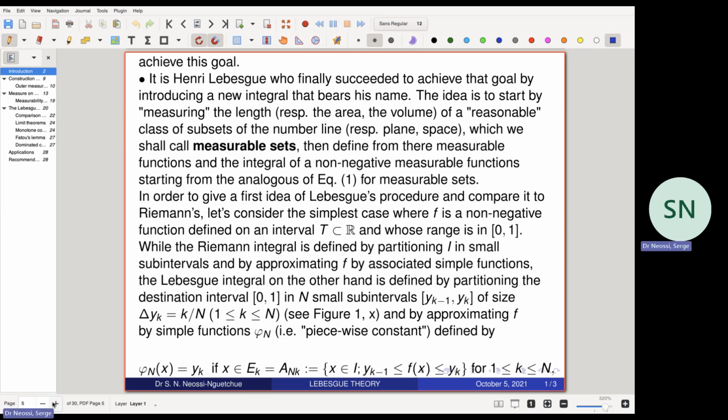It is Henri Lebesgue who finally succeeded to achieve that goal by introducing a new integral that bears his name, the Lebesgue integral. The idea is to start by measuring the length, respectively the area, the volume, of a reasonable class of subsets of the number line, respectively plane space, which we should call measurable sets. Then define from there measurable functions and the integral of a non-negative measurable function, starting from the analogue of equation 1 for measurable sets.